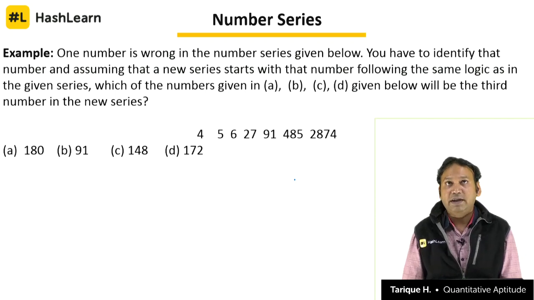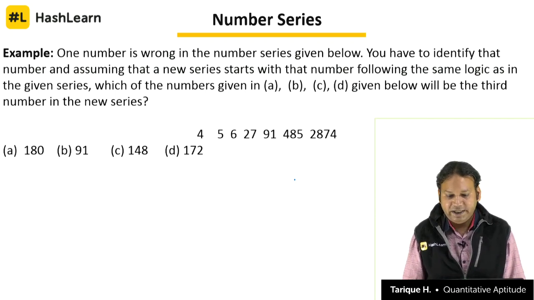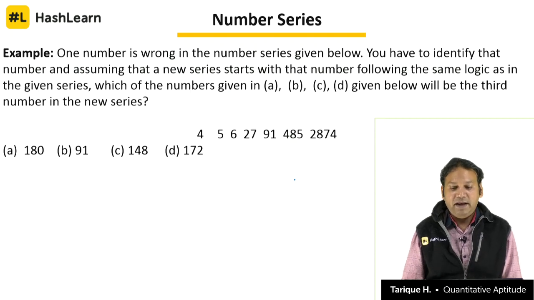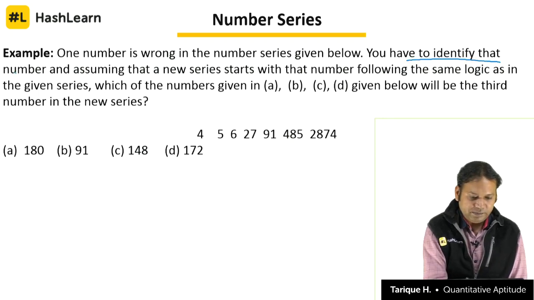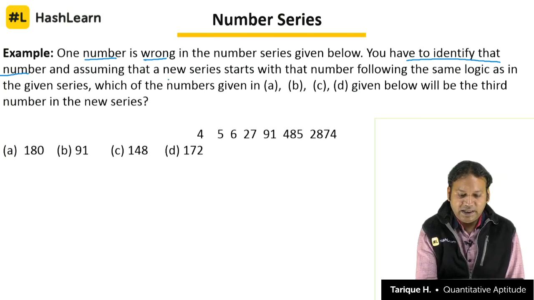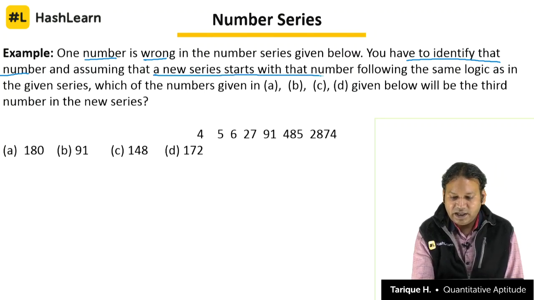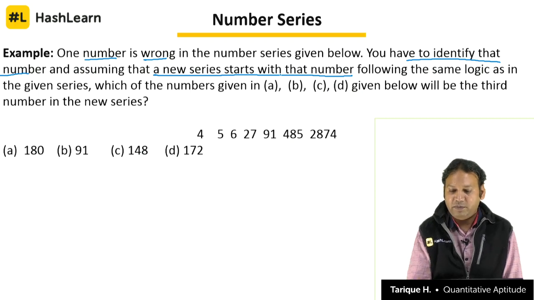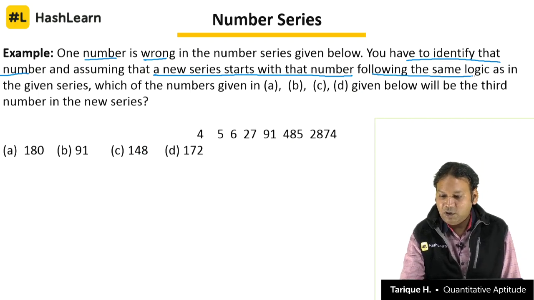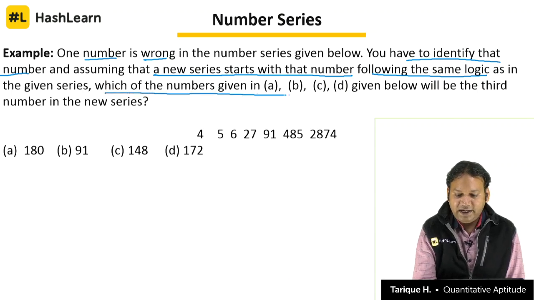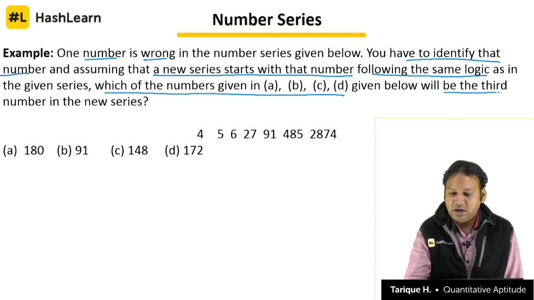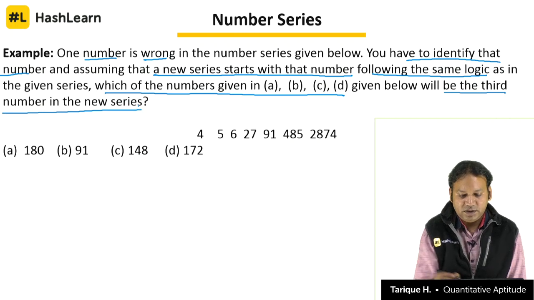So let's read the direction here. One number is wrong in the number series given below. You have to identify that number, and assuming that a new series starts with that number, which number? The wrong number, following the same logic as in the given series. Which of the numbers given in A, B, C, D below will be the third number in the new series?